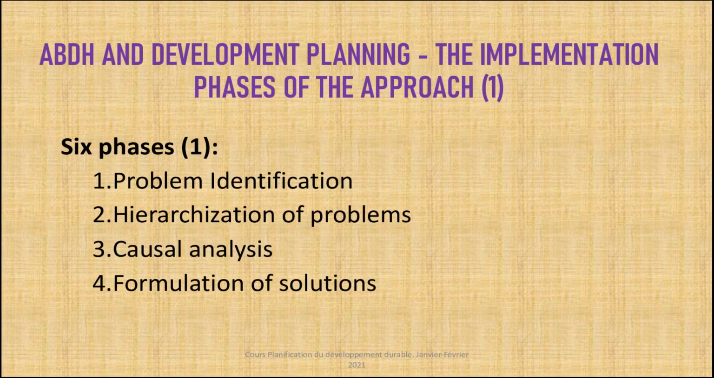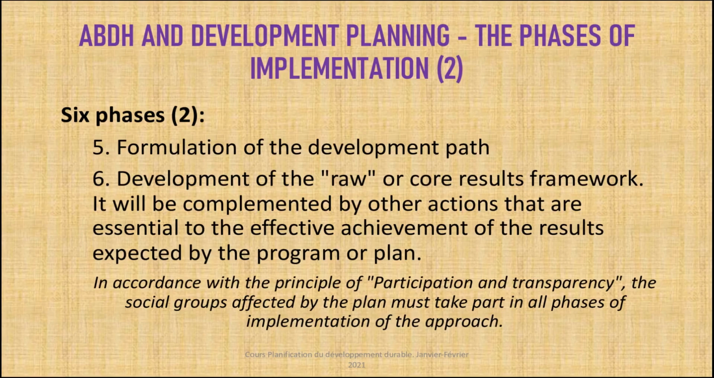The implementation phases of the human rights-based approach. It encompasses six phases. The first one is the problem identification. The second one, the hierarchization of problems. The third one, the causal analysis. The fourth, the formulation of solutions. The fifth, the formulation of the development path. The sixth, the development of the core result framework. It will be complemented by other actions that are essential to the effective achievement of the result expected by the program or plan.